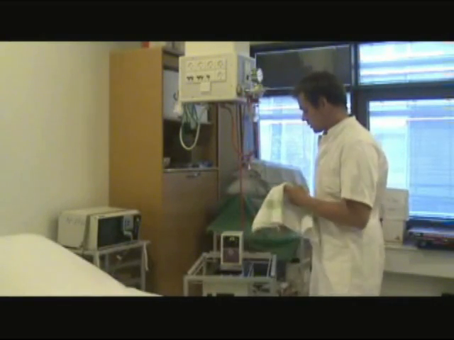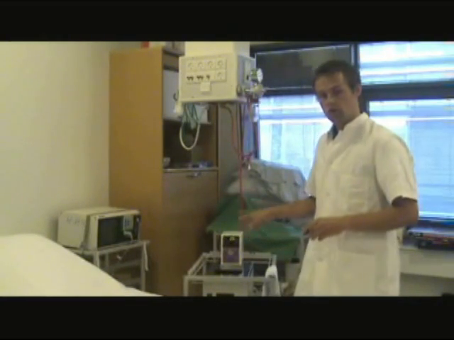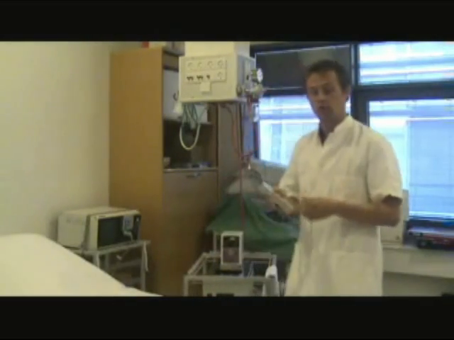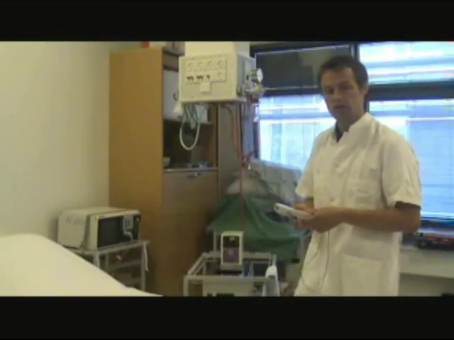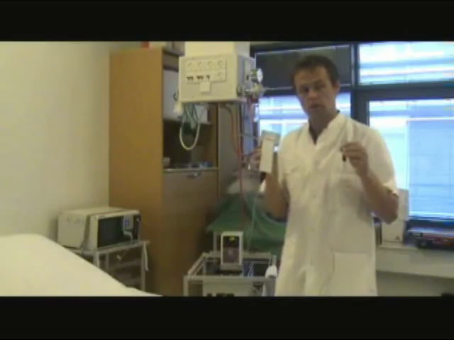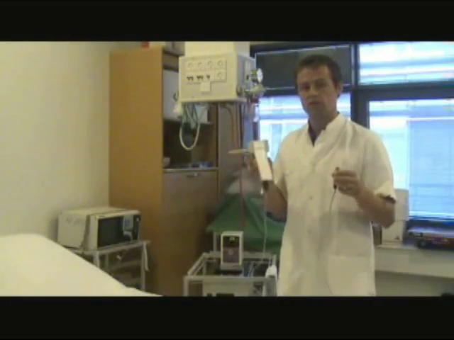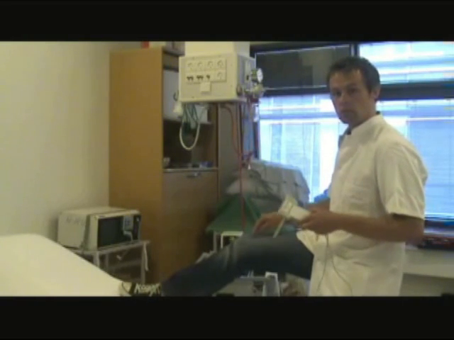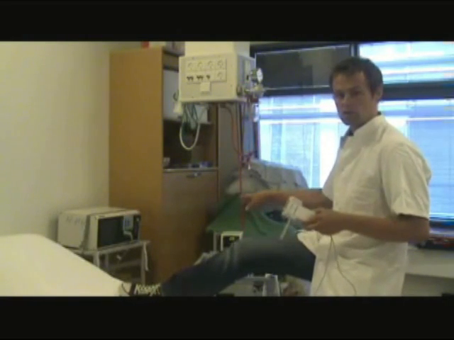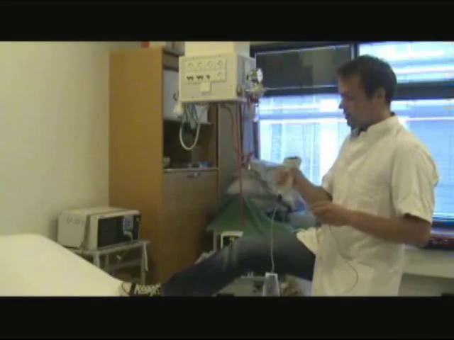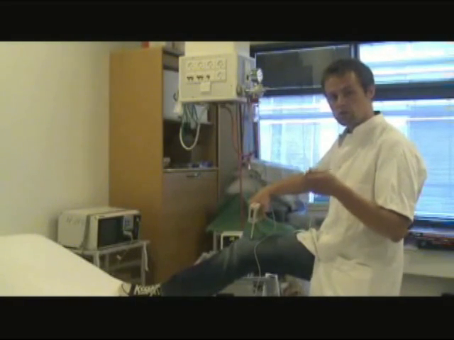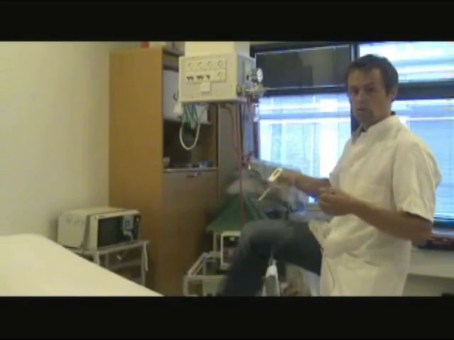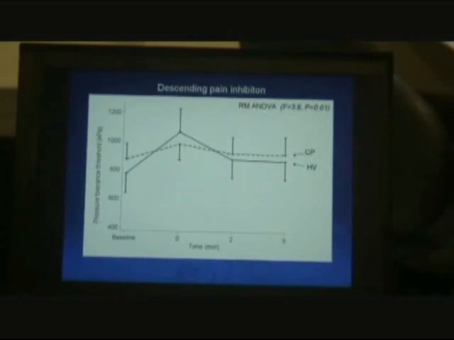The descending modulation induced by this cold pressor test can be quantified by applying a so-called test pain before and after we have induced the descending modulation. In this experiment, we use a pressure stimulation where we deliver a standardized pressure to the quadriceps musculature of the patient immediately before and after we induce the descending modulation. When applying this pressure stimulation, we ask the patients to press a button when they reach the pain threshold, and we then note the amount of pressure necessary to evoke pain. So let's have a look at the results.